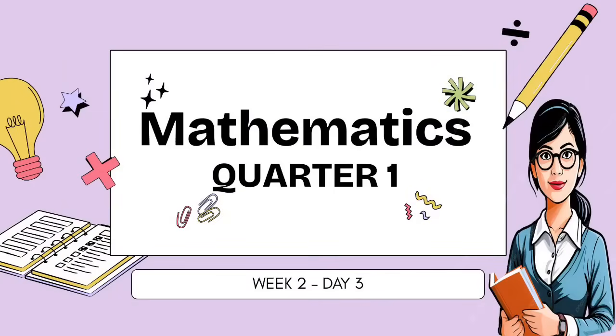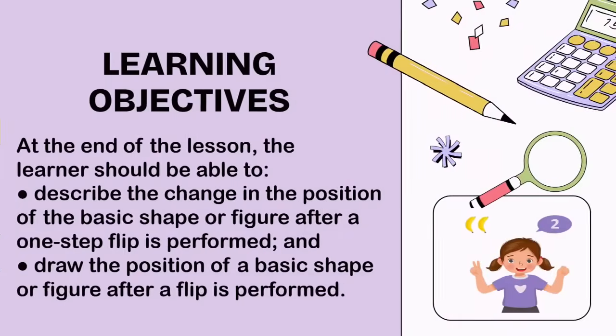Day 3. Learning objectives. At the end of the lesson, the learner should be able to describe the change in the position of the basic shapes or figure after a one-step flip is performed, and draw the position of a basic shape or figure after a flip is performed.